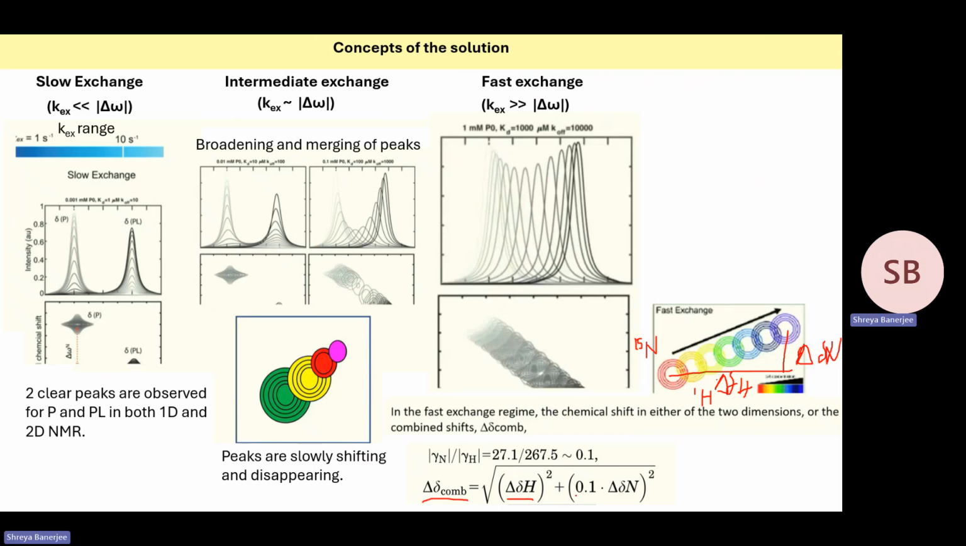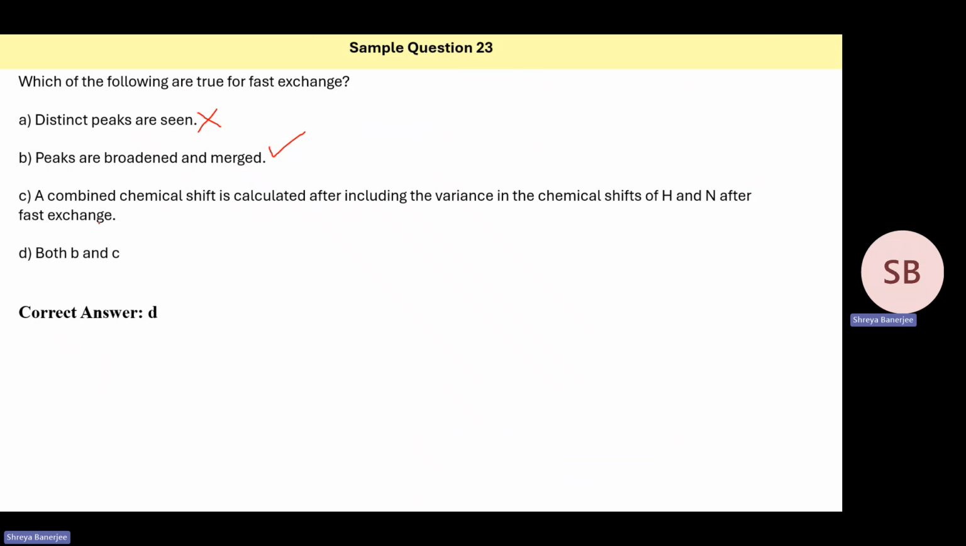And where does this 0.1 come from? It comes from the ratio of the gyromagnetic constants of nitrogen and hydrogen. So it is saying a combined chemical shift is calculated after including the variance in chemical shift of hydrogen and nitrogen after fast exchange. This is true. So both B and C are true. So the correct answer is option D.